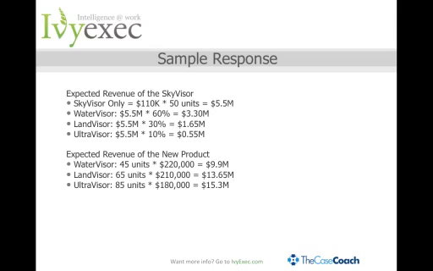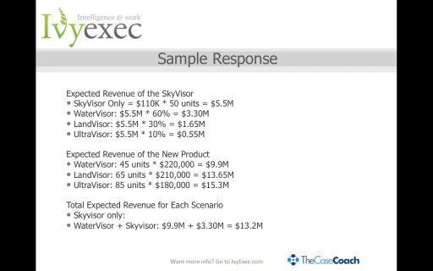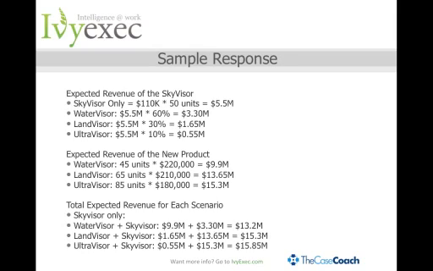And bringing that all together, for the SkyVisor, we can only expect to sell around $5.5 million, since that's all we're going to produce if we just choose the SkyVisor. Now, if we produce the water visor, we'll have sales of $9.9 million and 3.3, which should get us 13.2. If we sell the land visor, we'll have sales of 1.65 million and 13.65 million, or 15.3 million. And finally, if we produce the ultravisor, we'll sell $550,000 of the SkyVisor and $15.3 million of the ultravisor for a total of around $15.85 million. So all in all, if the client is looking for top-line growth, then the answer among its new products is to go with the ultravisor.